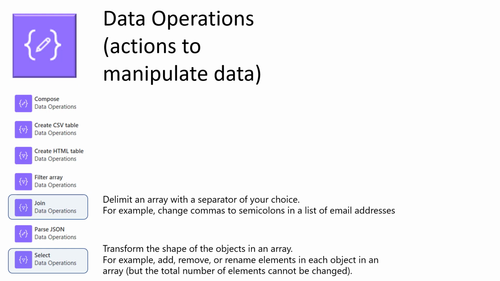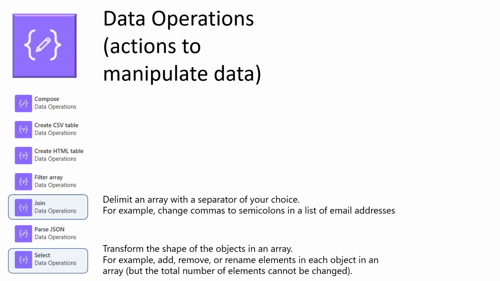Join and select are two additional data operations. Join lets you delimit an array with some separator, maybe a different separator. So for example, maybe you get back from some action an array that has commas in between email addresses, but you'd like to change those to semicolons so that you can use that in the to field of an email. So you can use the join to do that.